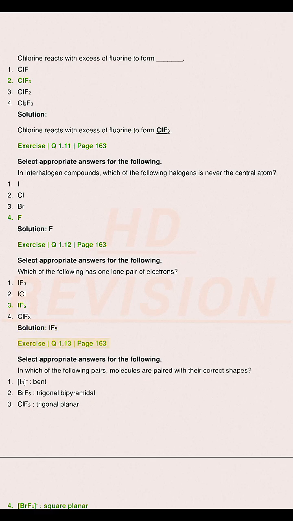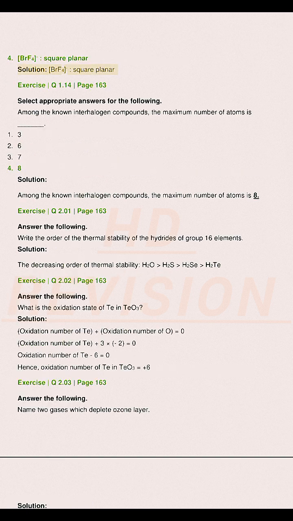Exercise Q1.13, page 163. In which of the following pairs, molecules are paired with their correct shapes? 1. I3 bent. 2. BrF5 trigonal bipyramidal. 3. ClF3 trigonal planar. 4. BrF4 square planar. Solution. BrF4 square planar.